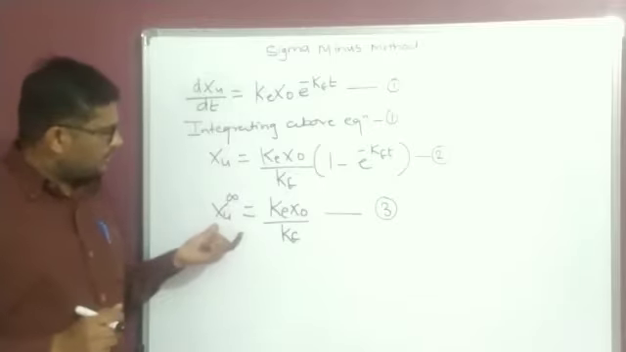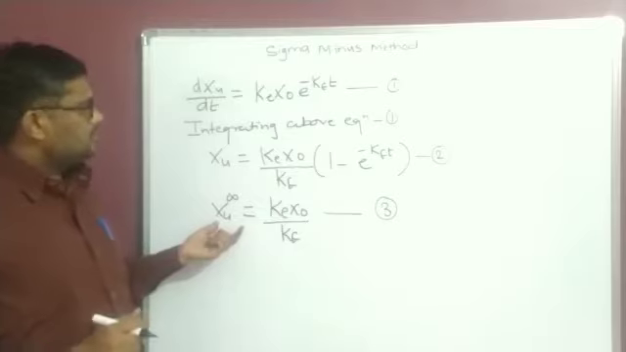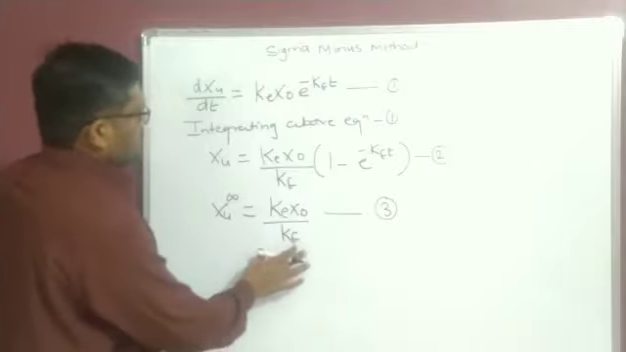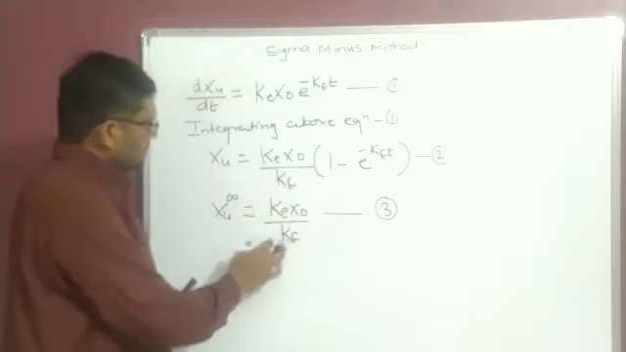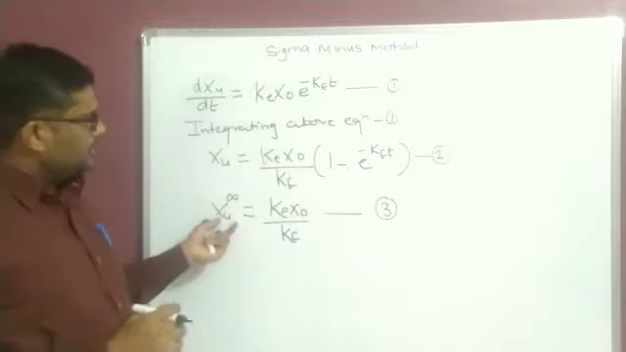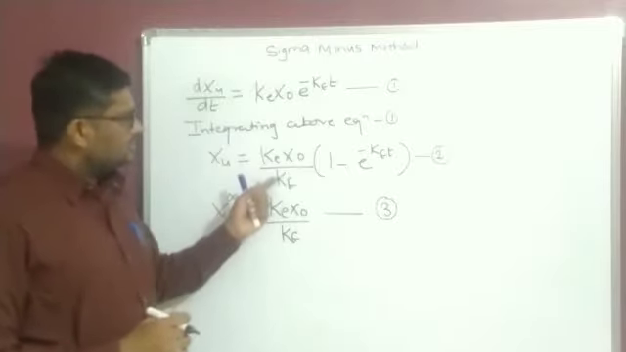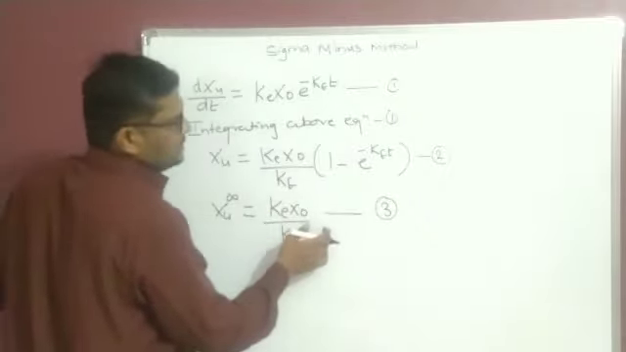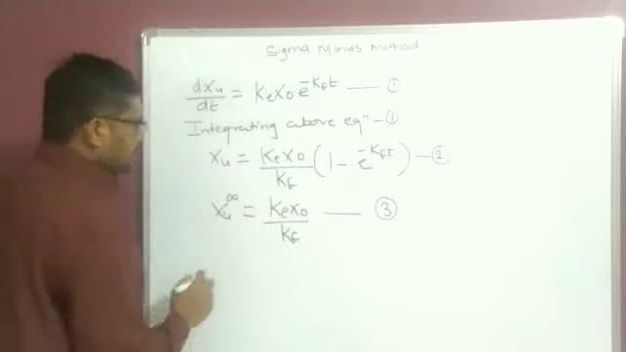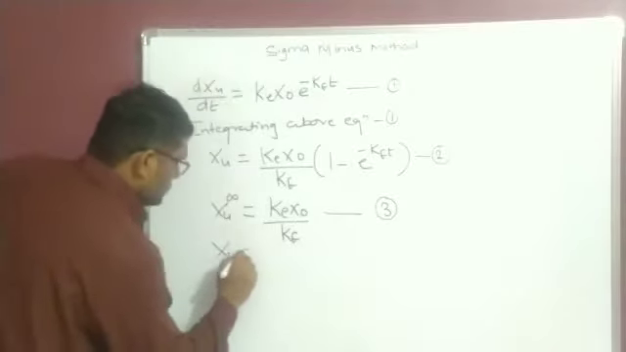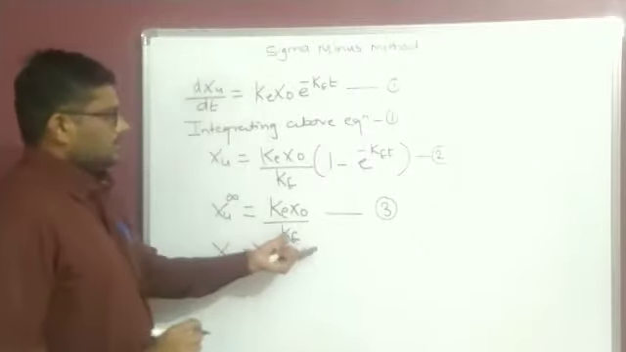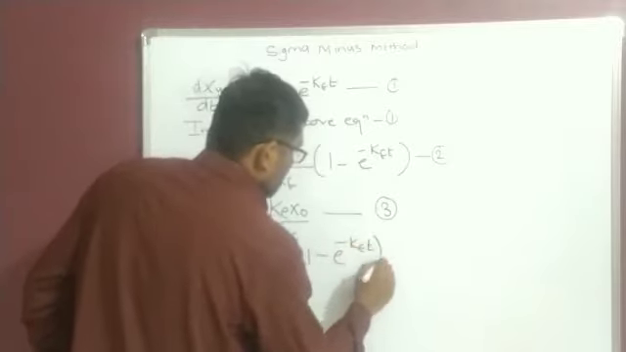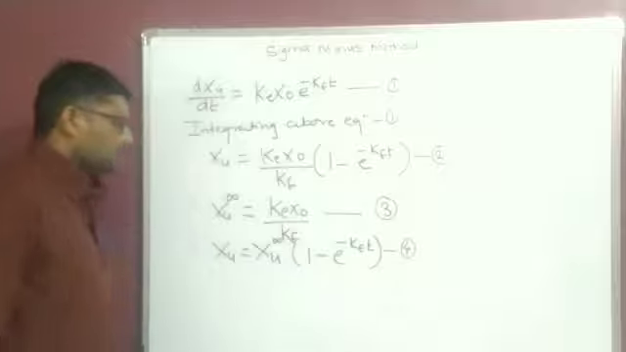Now if you see equation 2 and equation 3, the value of Xu infinity is similar to this value. So we will do the substitution of equation 3 into 2. The value we get is Xu is equal to Xu infinity into 1 minus e raised to power minus ke t. We consider it as equation 4.